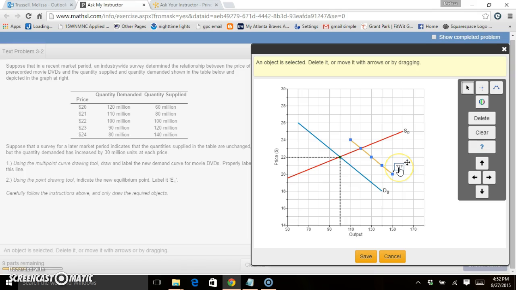And I've got my curve, and I want to properly label the line. To label it, you just click the three little question marks and pick what you're labeling. So now I'm labeling, this is my new demand curve, so I'll label it D1 for my new demand, and I'll click save.